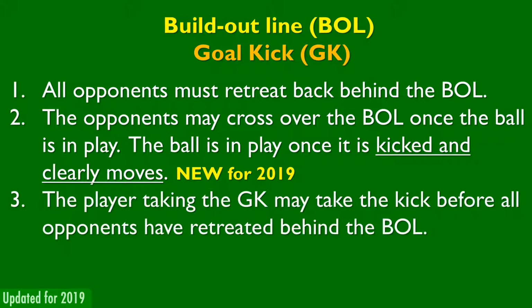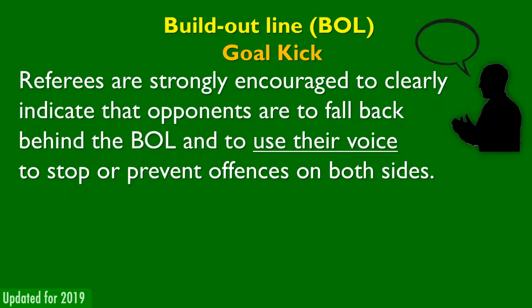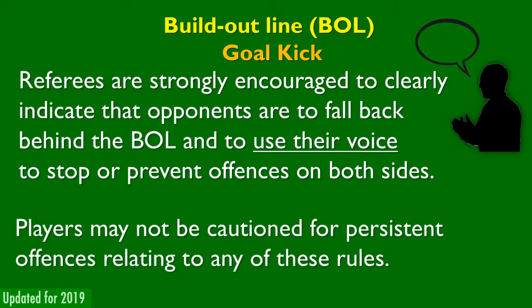The goal kick may be taken before all the opponents have crossed the build-out line, but if the ball goes directly to an opponent, play continues. The player taking the goal kick may kick the ball to either side of the build-out line. Referees are encouraged to clearly indicate that opponents are to go beyond the build-out line, and referees should use their voice to stop offences on both sides. Note that players should not be cautioned for any offences relating to these rules.